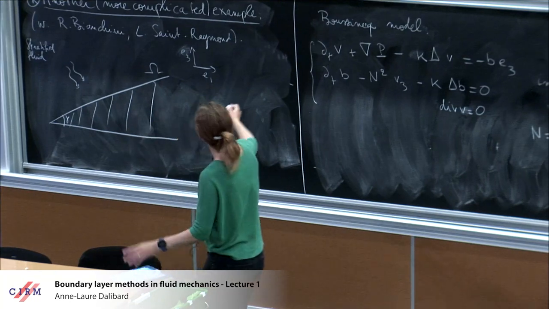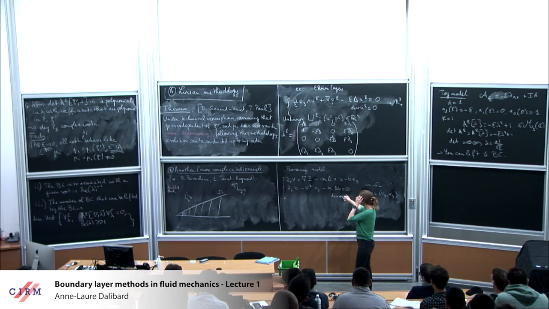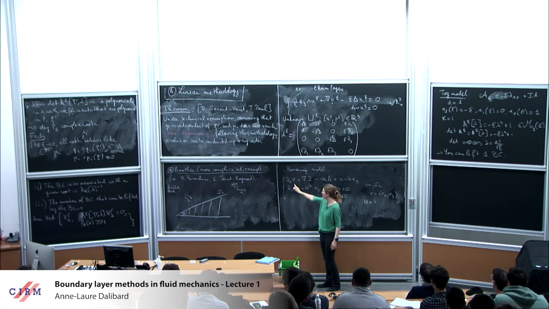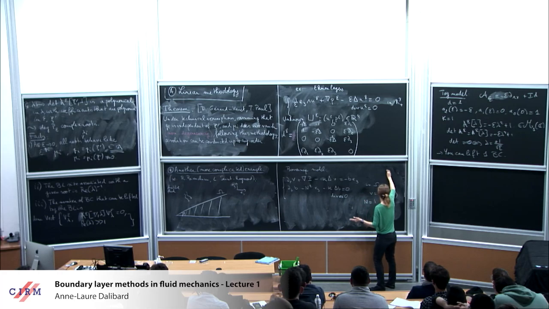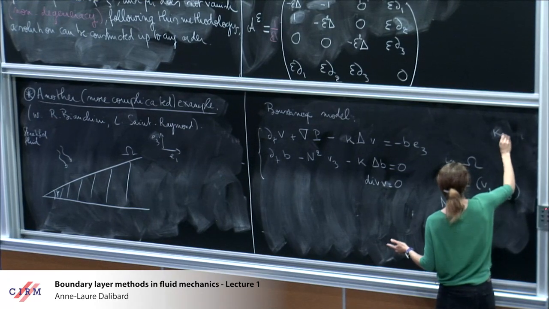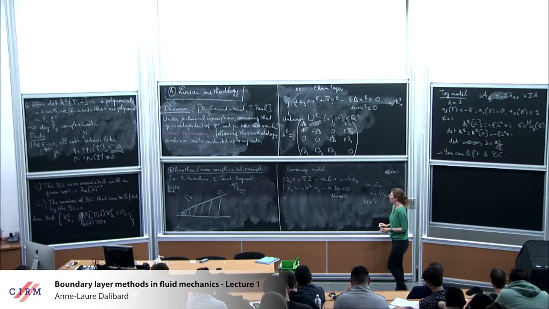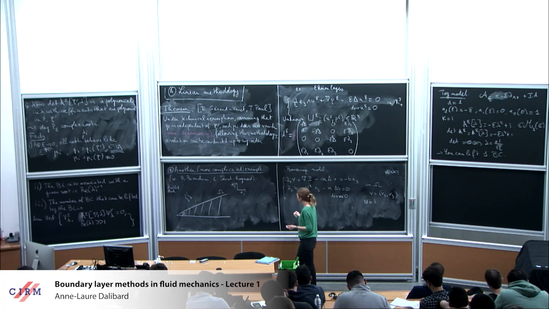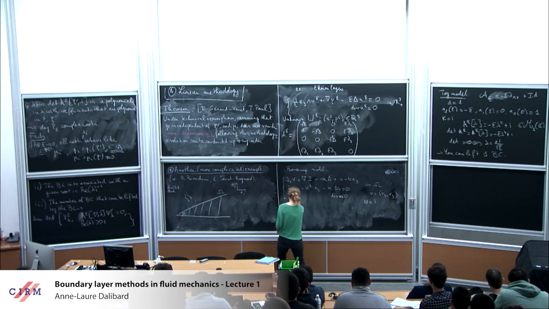Okay, so you can do the whole thing that I just explained for Ekman layers. You write your big matrix. It will be, again, a 4x4 matrix because you have four unknowns, V1, V3, B, and P. Okay, so you write, yes. Ah, thank you. Kappa is small. Kappa will be small. Okay, so you can write your big 4x4 matrix. You look at its determinant, and so on. So let me skip that part.